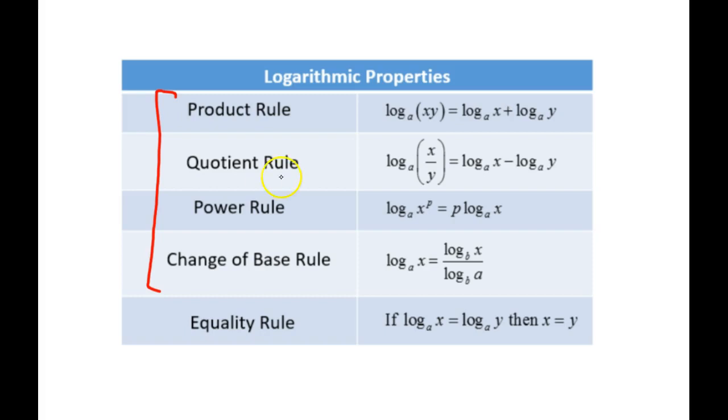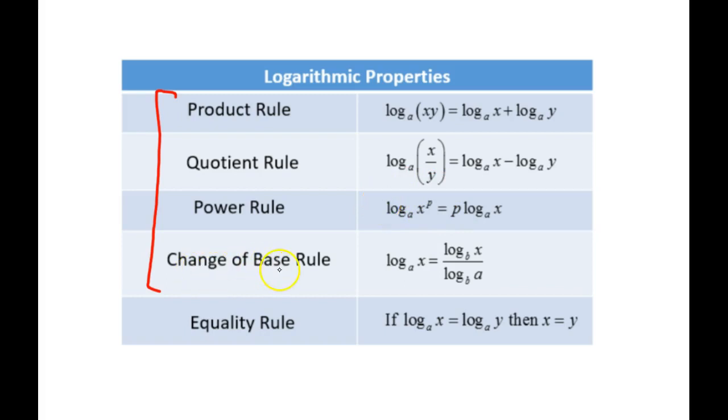Similar idea for the quotient rule. If we have a log base a, now we have two factors that are being divided. This time we break them apart using subtraction. So if we're multiplying, break it apart using addition. If you're dividing, break it apart using subtraction. Power rule we discussed in the last lesson. If we have a value raised to a power, we can bring that power down as a coefficient.